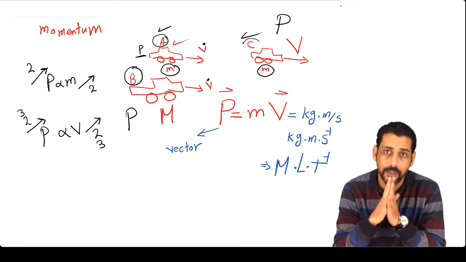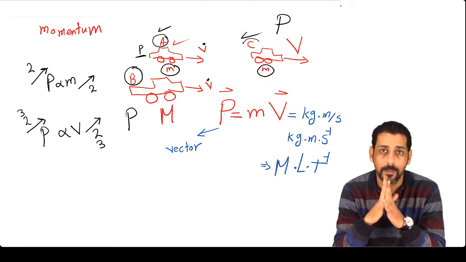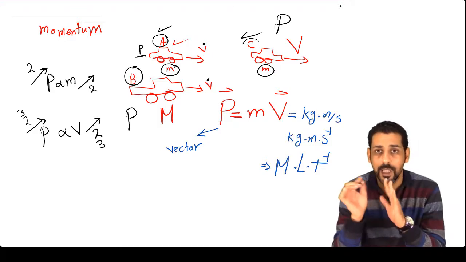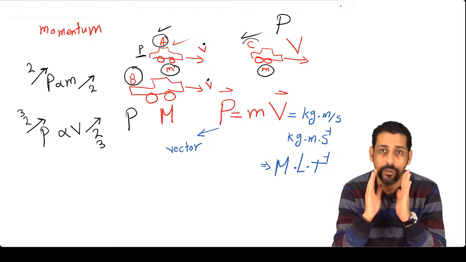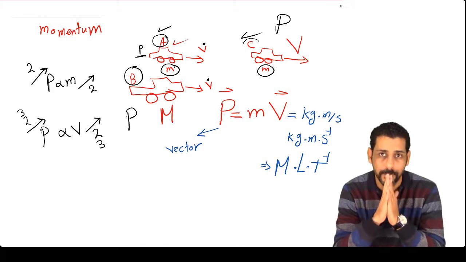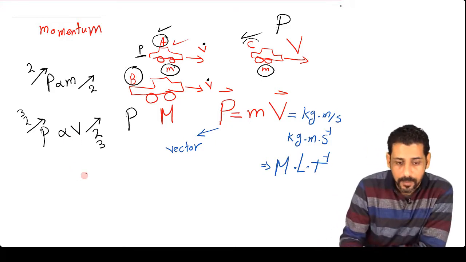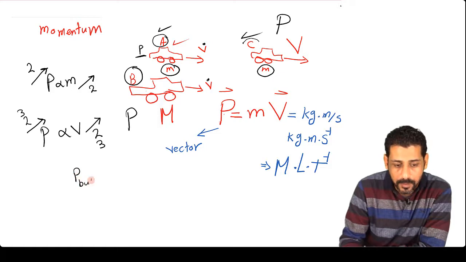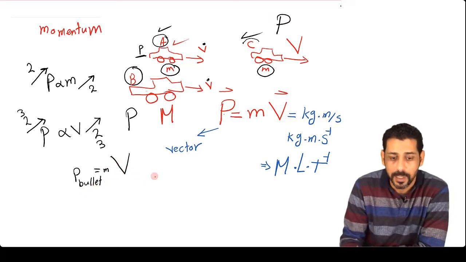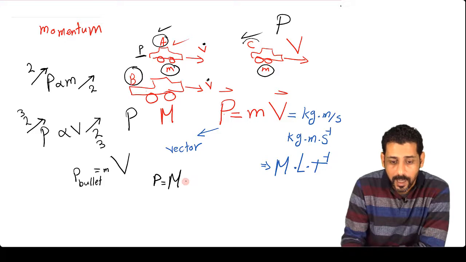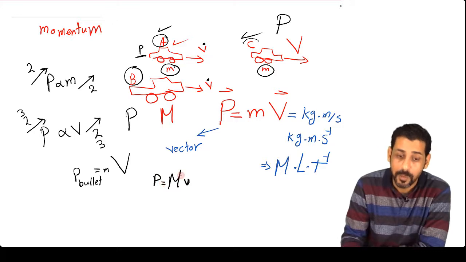The same thing applies to a bullet. If a bullet is fired from a gun, the bullet has a very small mass, but at the same time it has a huge velocity. So this B, for bullet, has a small mass but a huge velocity, so it has a big momentum. The elephant has a huge mass but a small velocity, so it also has a huge momentum.